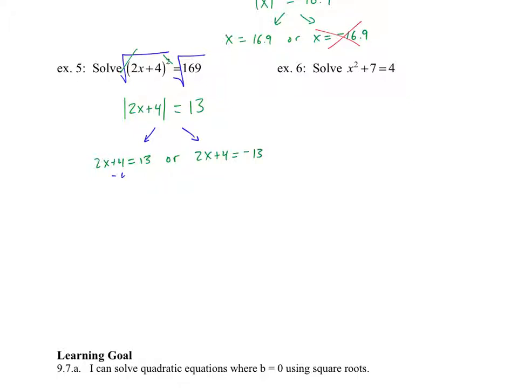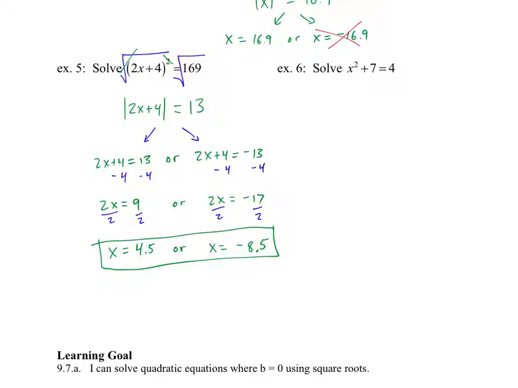And now we just go through and solve like we've been doing for years. You go through the order of operations backwards for those. That'll give me 2x equals 9 on this one, or 2x equals negative 17 here. Then divide by 2, divide by 2. I get x equals 4.5, or x equals negative 8.5. So those are the solutions to that one.